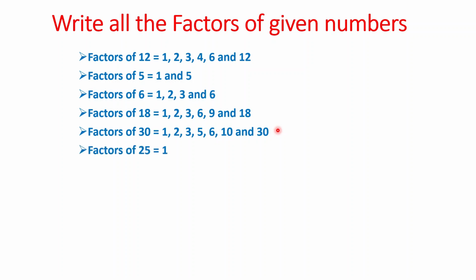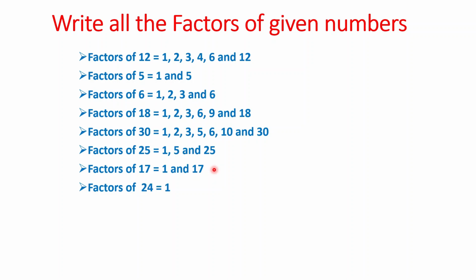Now see factors of 25: 1, 5 and 25. Only 3 factors of 25. So we can say there are not infinite numbers of factors, there are a finite number of factors. Only 3 factors, only 2 factors. See, factors of 17, only 2 factors. Factors of 24: 1, 2, 3, 4, 6, 8, 12 and 24 are factors of 24. The number of factors is finite. There are only 8 factors, not more than that.